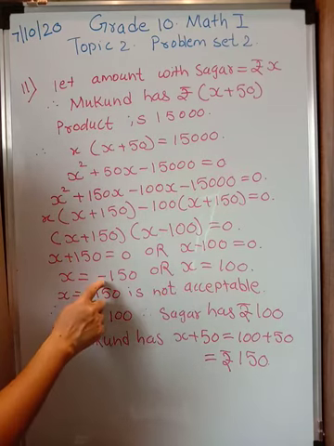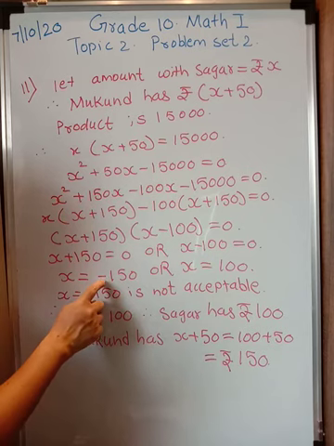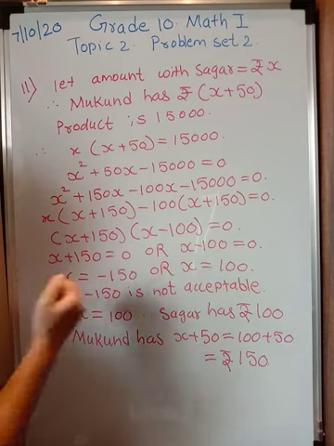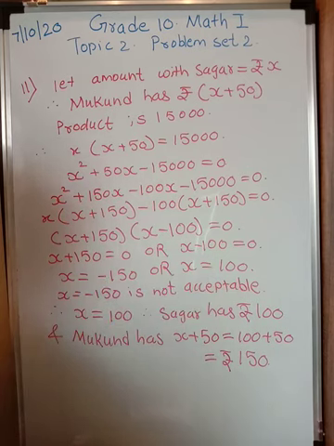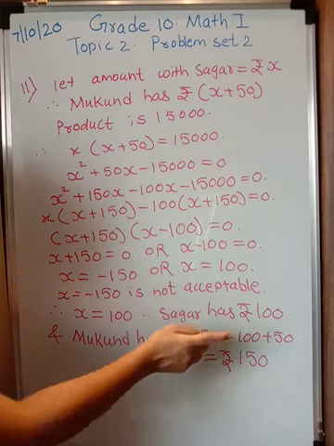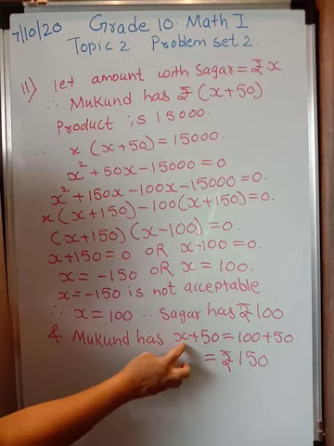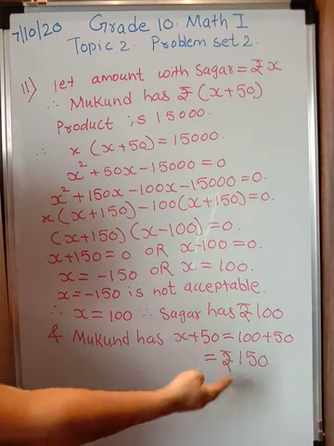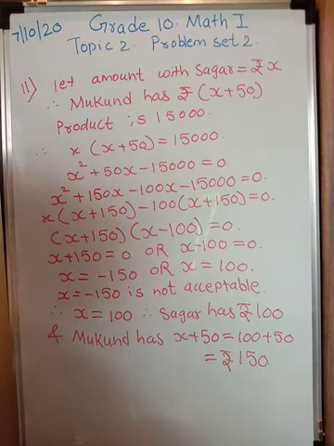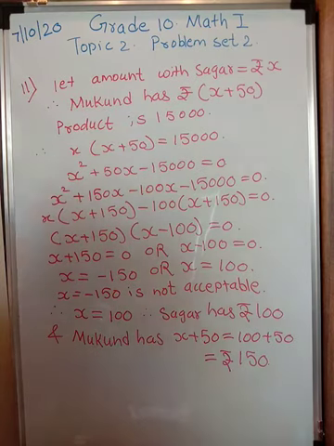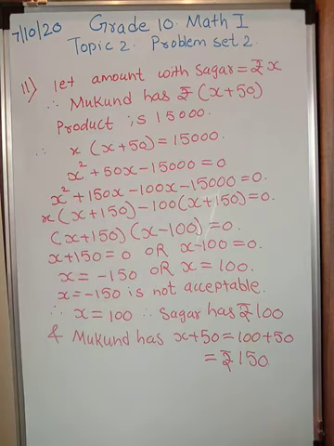Now see, money can't be negative. Alright, so this is not accepted. So only one choice we have, x is equal to 100. And what is x? The amount of money which Sagar has. So Sagar is having 100 rupees and Mukund has 50 more than him. So 100 plus 50, that is rupees 150. It was very easy. Alright. Let's go for the next problem, students.